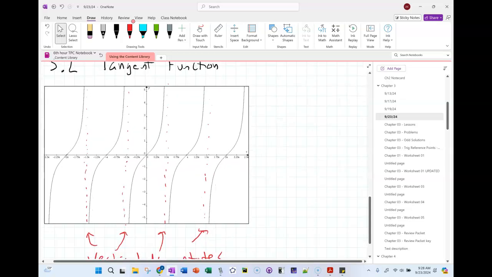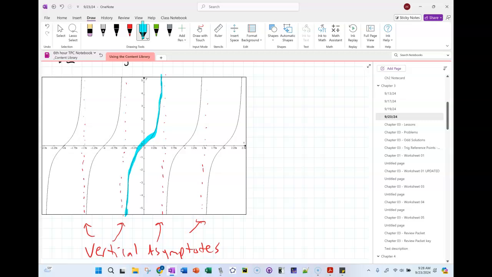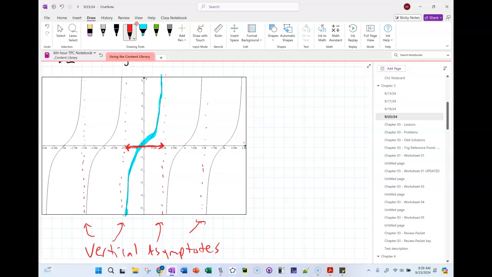Now, if I look at my graph, this is like one cycle of my graph, right? You guys agree with that? That cycle appears to begin at negative pi over 2 and end at positive pi over 2. What do you notice that that period is then, if we're starting at negative a half pi and ending at positive a half pi? Pi. Ooh, that was different than sine and cosine, right?